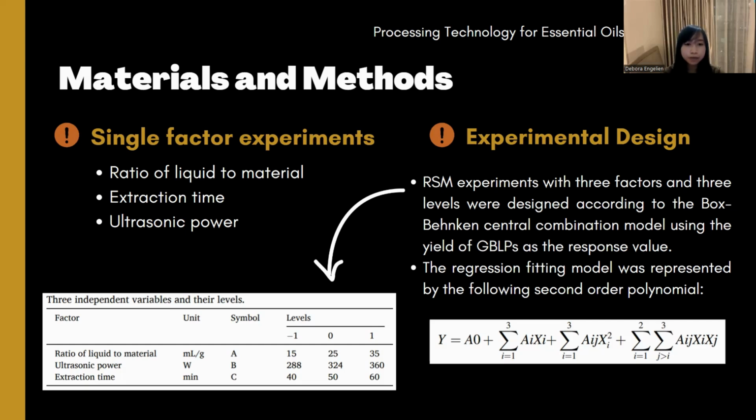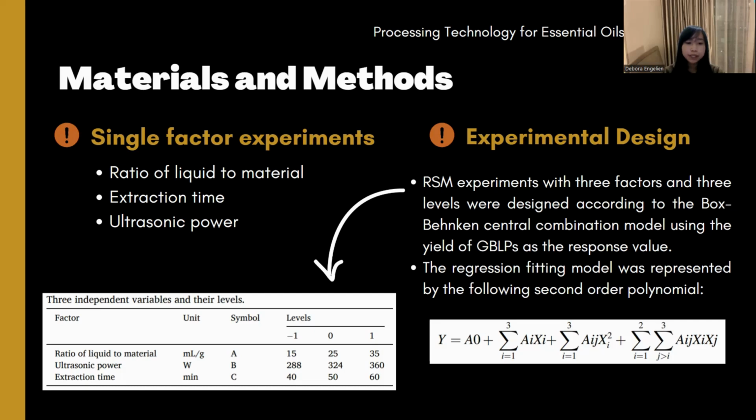There are three independent variables with three levels each. For the ratio of liquid to material, the three levels are 15, 25, and 35. For the ultrasonic power, they are 288, 324, and the last one is 360. For extraction time, there are 40, 50, and 60 minutes.